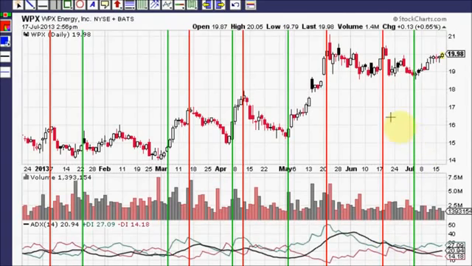Okay, so you can see how the crossovers are important, either bullish or bearish, and they work quite often. And the peaks and valleys are also very important for calling tops.